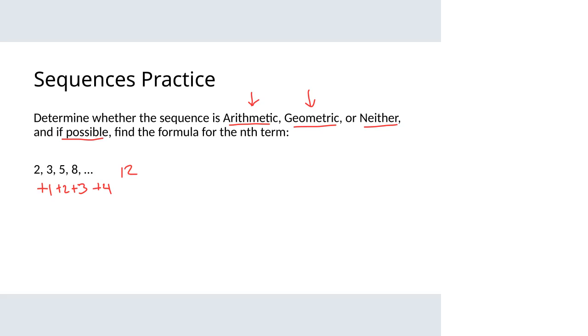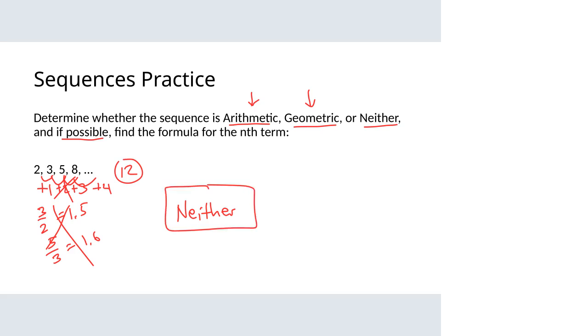Just to double check, let's make sure this isn't geometric here. Let's see. If I did 3 divided by 2, I'd get 1.5. If I did 5 divided by 3, I would get 1.6. Okay, so it's not arithmetic, it's not geometric, so this is neither, and we're not going to come up with a formula for that. So Courtney, Moylan, Emily, perfect. If we wanted the next term, plus 1, plus 2, plus 3, plus 4, 12 is a good answer for the next term. But as far as a formula, we're not going to come up with one because this is neither arithmetic nor geometric.